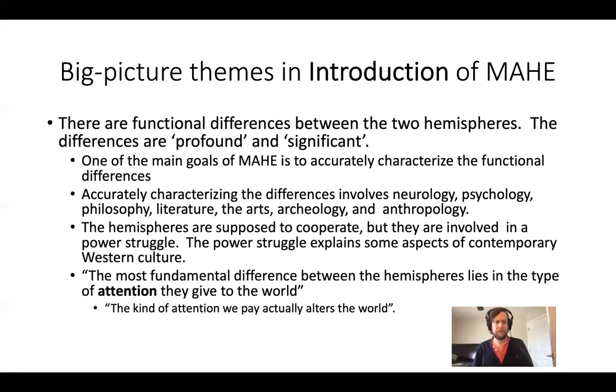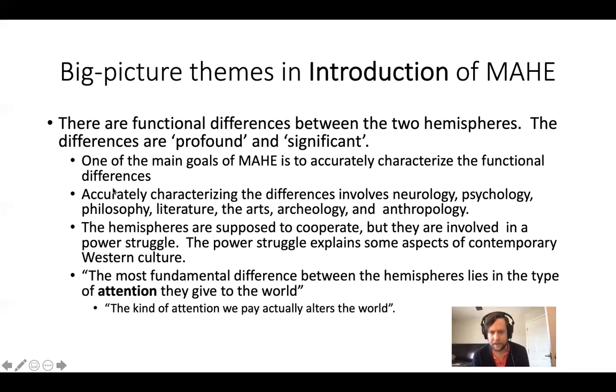Similarly, for the right hemisphere. And he mentions in the introduction, once again, that in accurately characterizing the left and right hemisphere, he's going to talk about a whole lot of different types of evidence: neurology, psychology, philosophy, literature, the arts, archaeology, anthropology. This book covers a lot of these things.